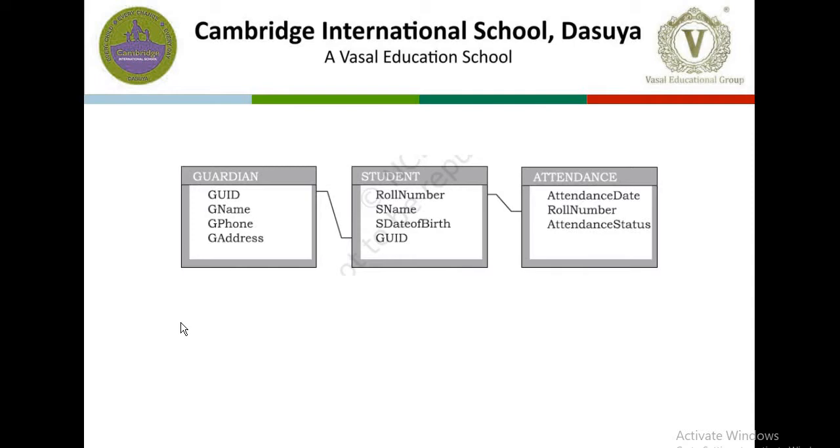Students, we will focus on this database in our practical part also. That is the guardian table, student table, and the attendance table. So all these are part of a database. We'll name the database as school. So all three tables will be part of the school database.